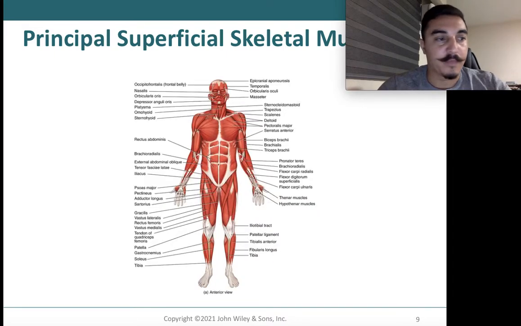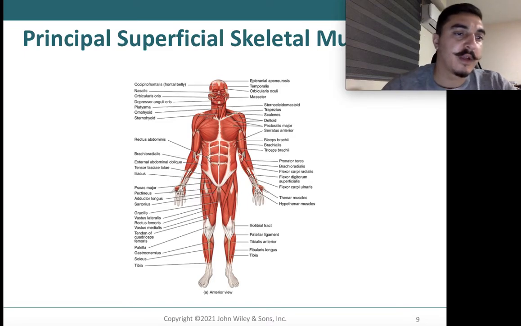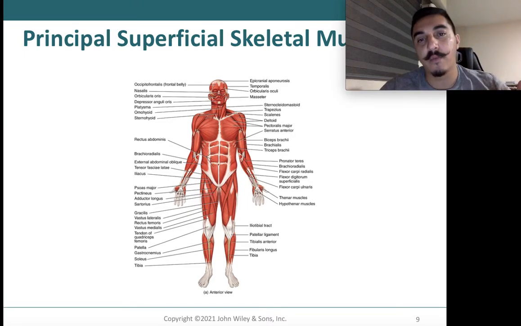Okay. What else do we have? We have longest, so adductor longus. That's the longest one. Every time you hear longest, that means the longest one. Most likely there are 2 or 3 or 4, but that's the longest one. Adductor brevis, that's the shortest one as well.